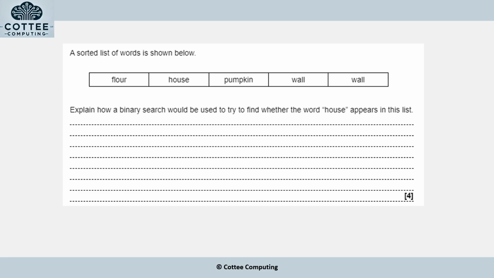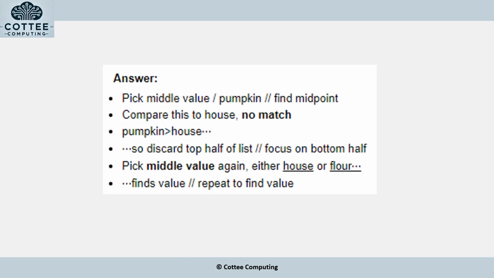Have a go at binary search. So you get a mark for saying that you've got a middle value, or you're finding the midpoint. Compare this to house, and it doesn't work, so there's no match, because a pumpkin is greater than the house. So you get 3 marks for saying midpoint is pumpkin, compare that to house, and it's greater than house. That's 3 marks. You also get a 4th mark for getting rid of the top half of the list.